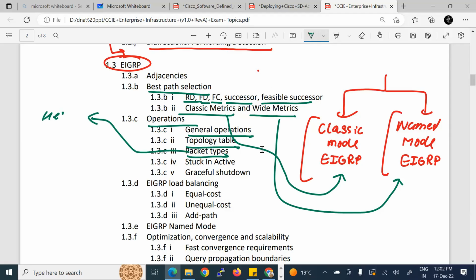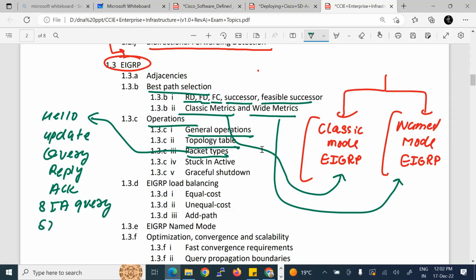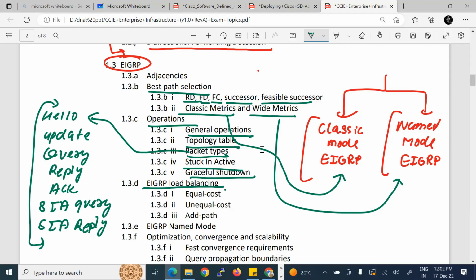Like in EIGRP, you have hello, update, query, reply, acknowledgement, SIA query, and SIA reply. Then you have stuck in active, graceful shutdown, EIGRP load balancing, equal cost, unequal cost, and add multiple path or add-path. Add-path is a feature in EIGRP.